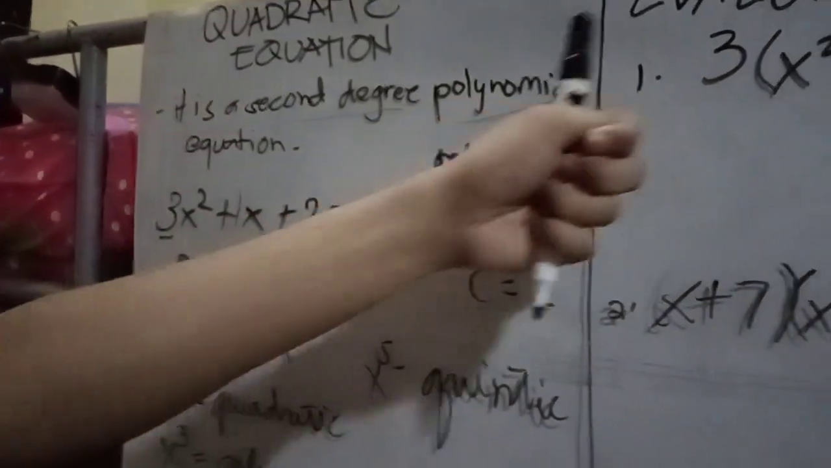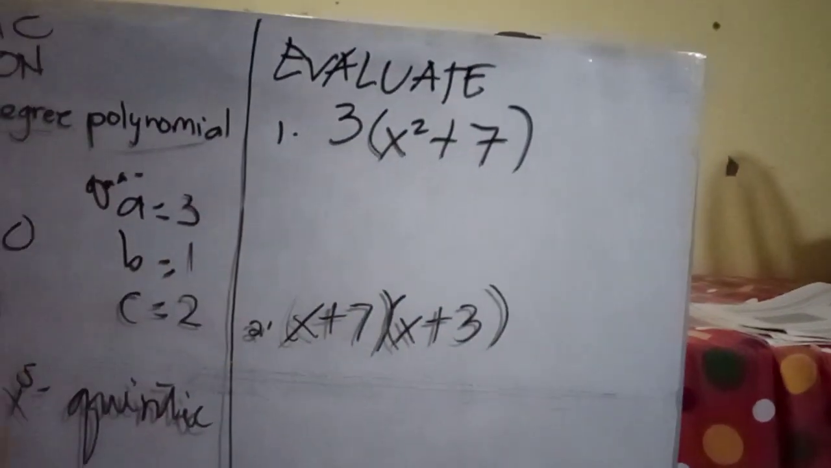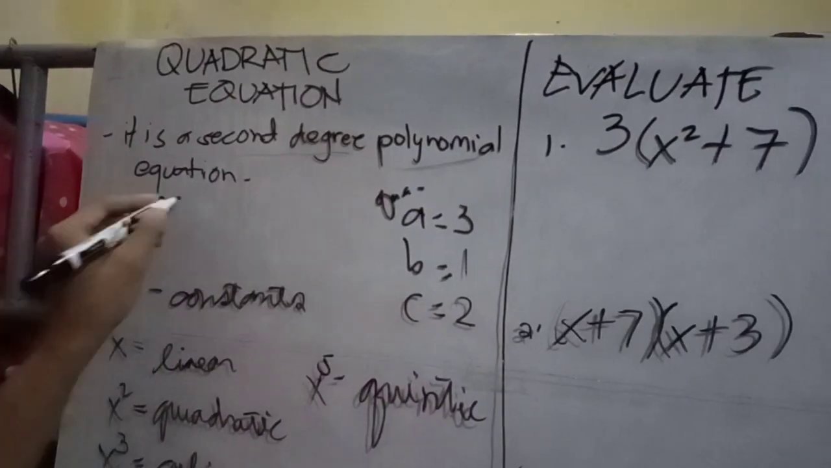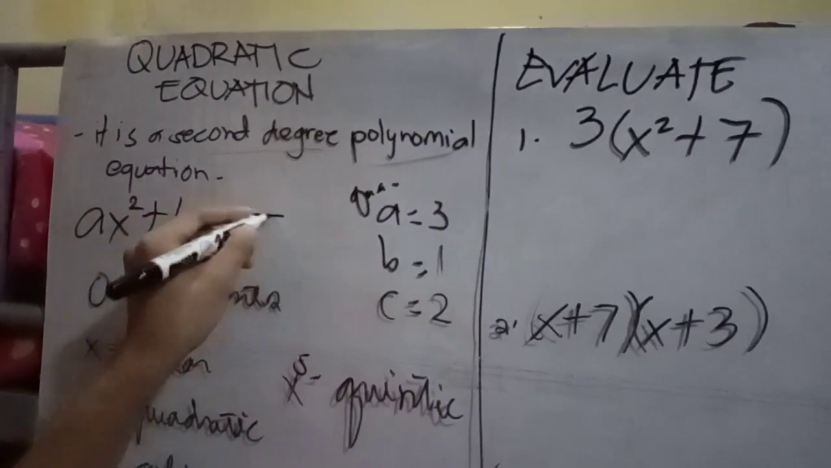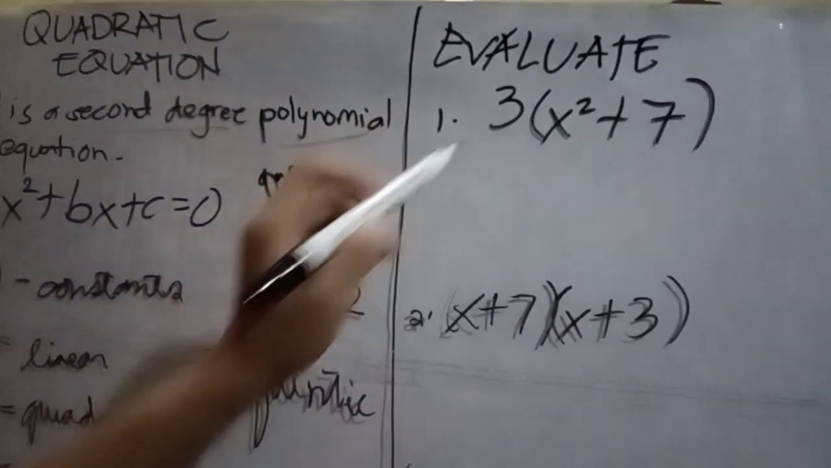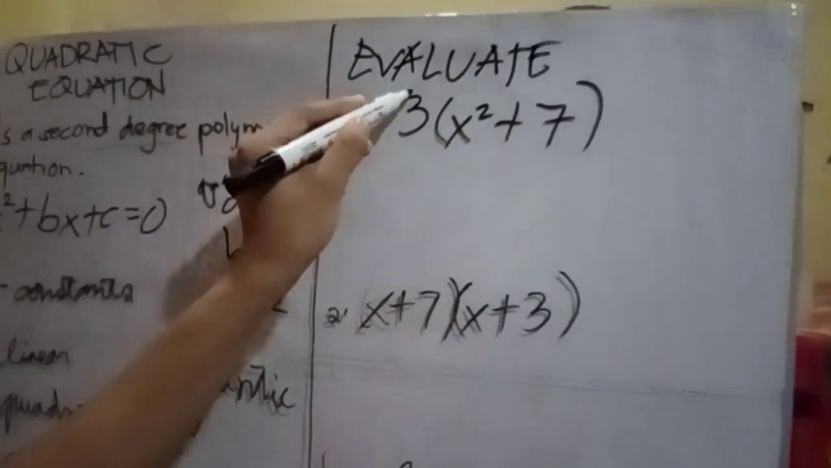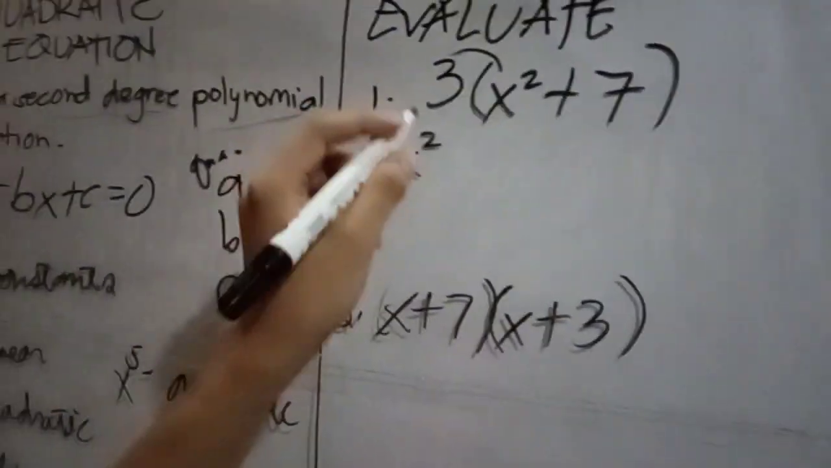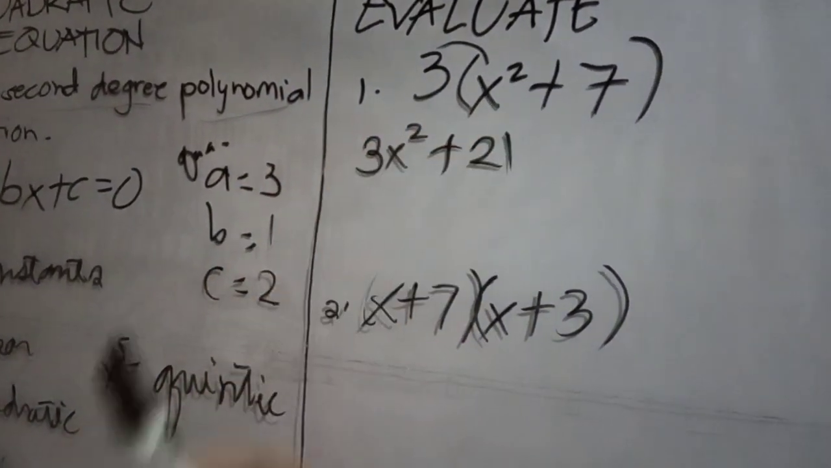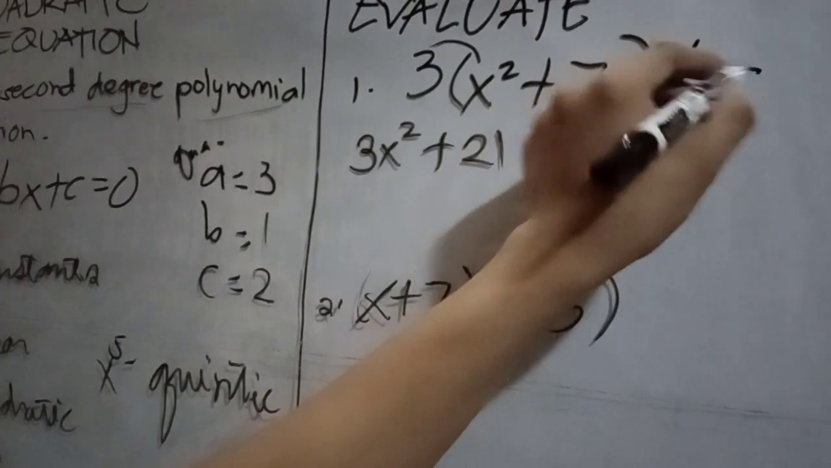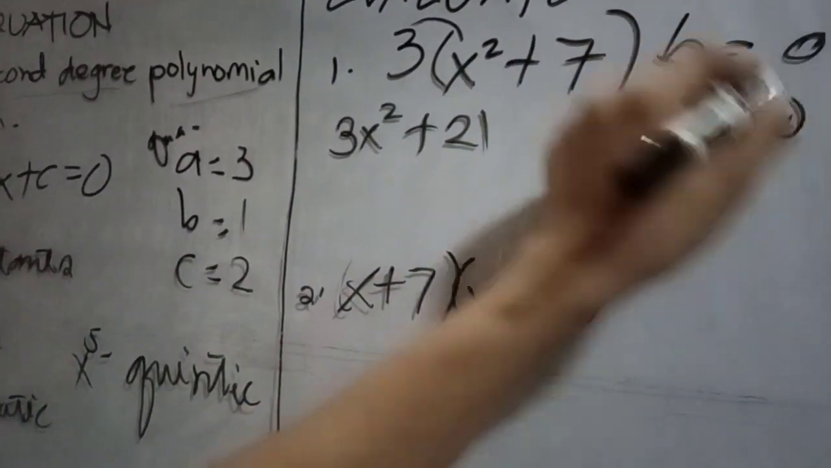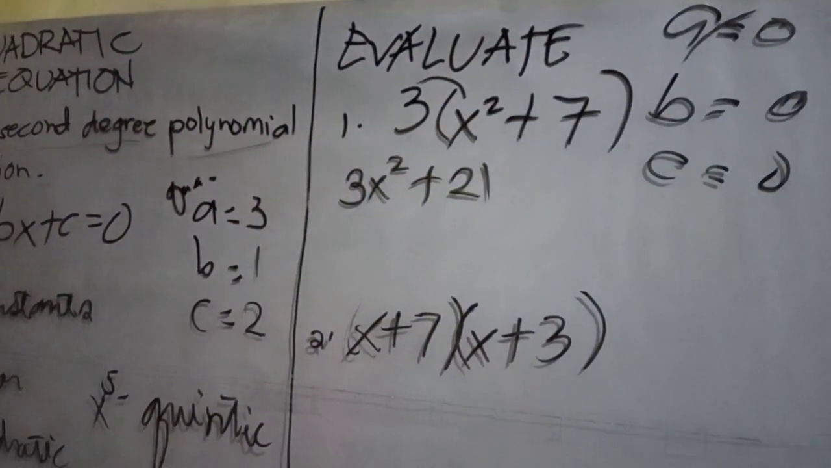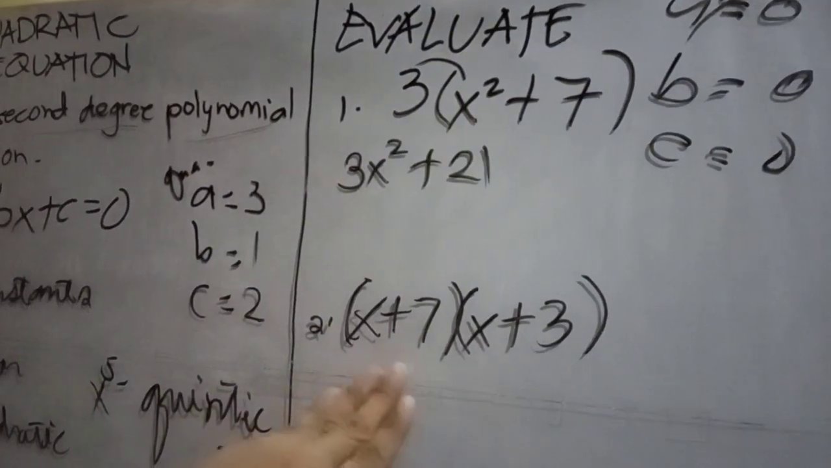So now let me evaluate how to solve to get the quadratic equation. Let me have this example in standard form: ax squared plus bx plus c is equal to 0. So now we are going to evaluate. 3 times x squared, we are going to combine 3x squared. So now, 3 times 7 is equal to 21. Even if there's no linear term, like I said, b and c are equal to 0, but a is not equal to 0.